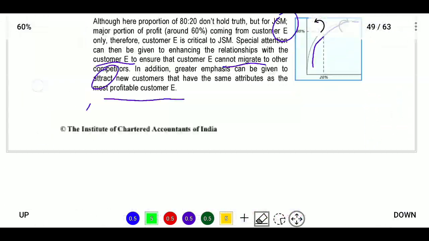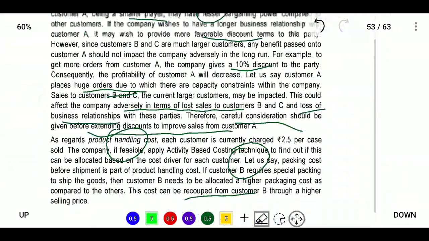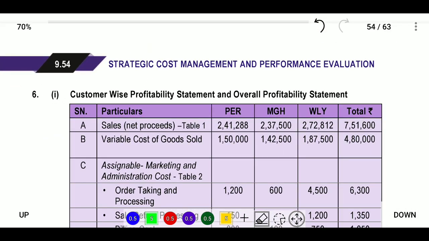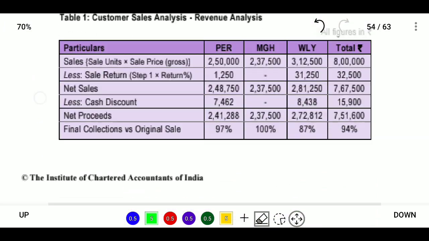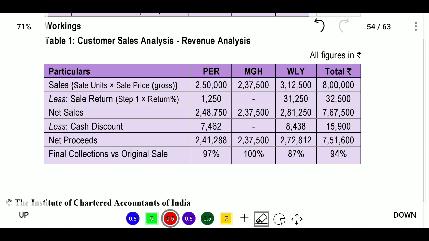Question number six answer will be provided. Firstly we will calculate the sale proceeds. The sales we calculated in the question itself, we will take the gross amount, from that we will take the sales return, and we will get the net sales. Cash discount: 3% they provided, for whoever is paying within 10 days.